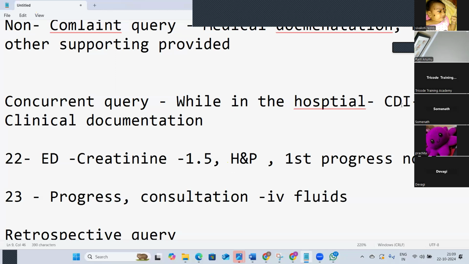So the CDI coder's responsibility is, one, he should have CDI queries and everything, and also he should educate the provider on where he is missing and where he needs to improve that documentation. Understand? These questions will also come.